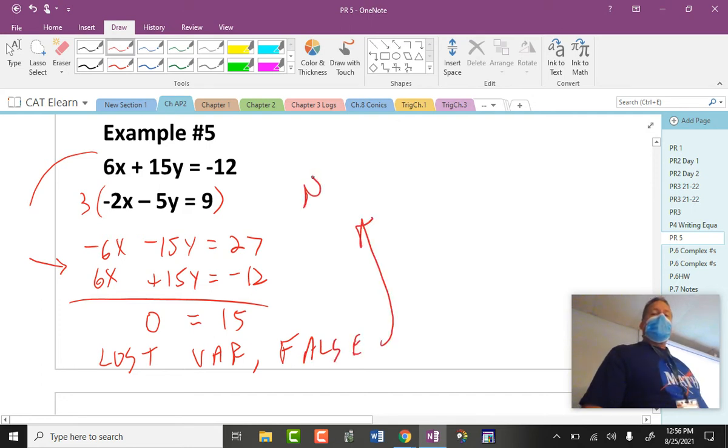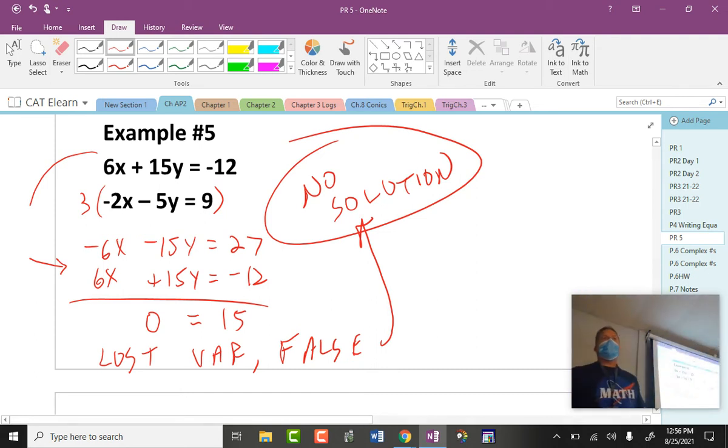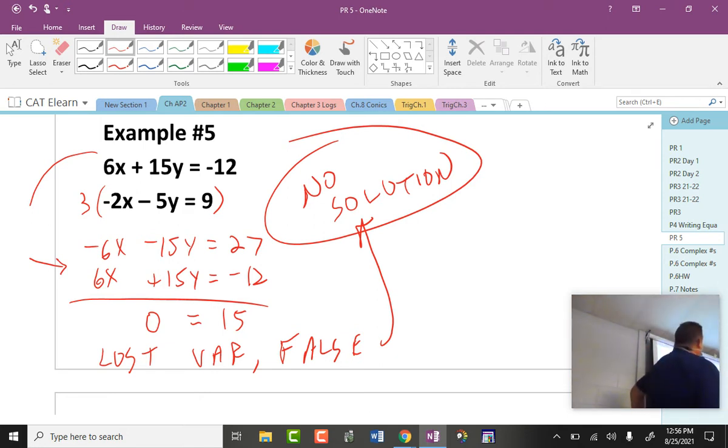You know what that means about these lines? What kind of lines don't have a coordinate that they share? Parallel. You got parallel lines here. So of course they're not going to cross. Well, you don't know that they're parallel. You'd have to solve for y, both of them, and see that they have the same slope. But that's what's going on there.